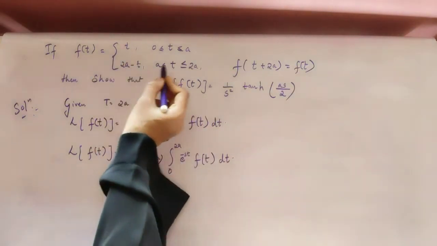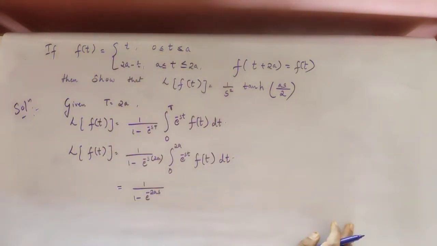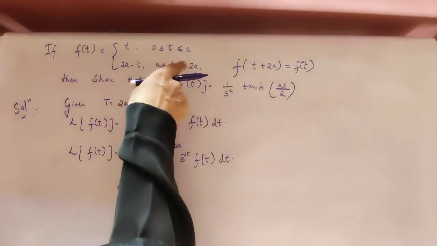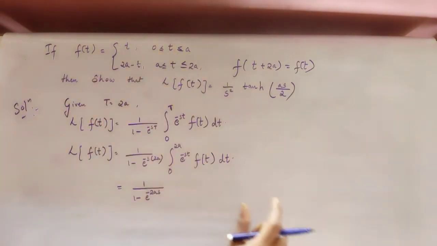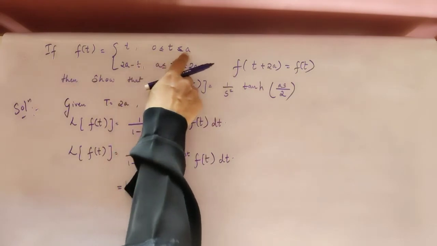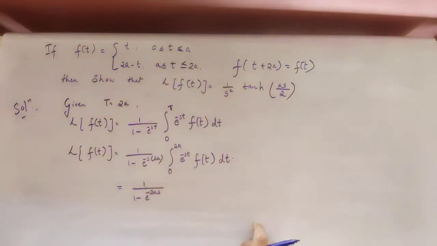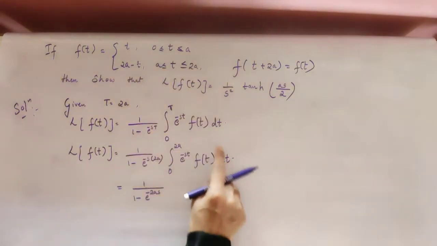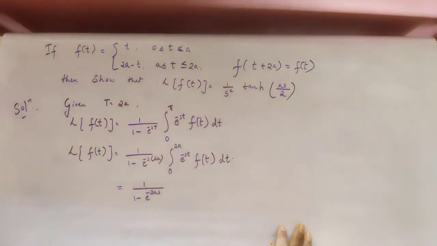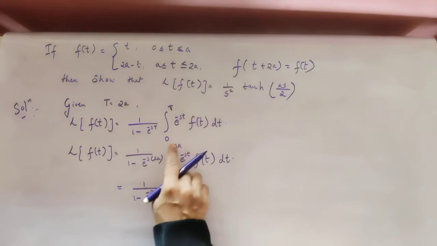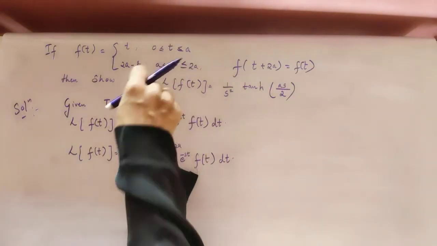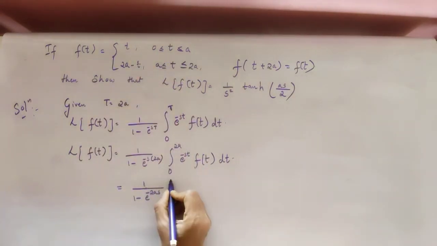In this problem the function f of t is defined in two ways, in the interval from 0 to 2a only. The complete interval is 0 to 2a, and in that interval it has been defined in two ways. It is t in the interval 0 to a, and next it is 2a minus t in the interval a to 2a. So we will split this integral as per the definition of this f of t.